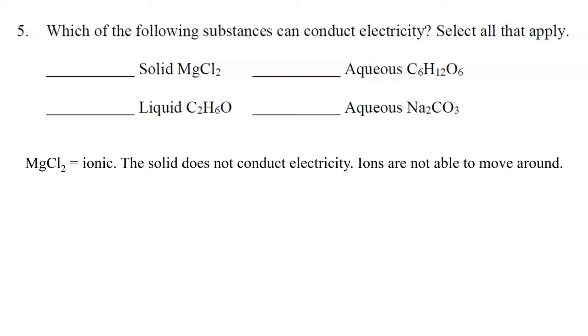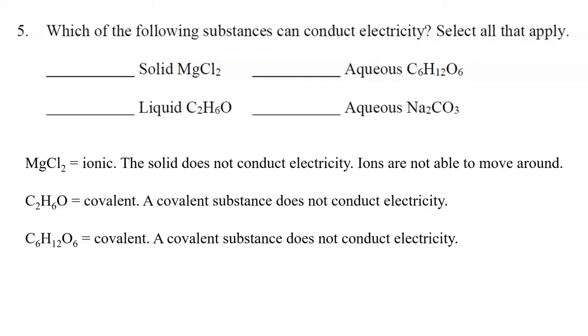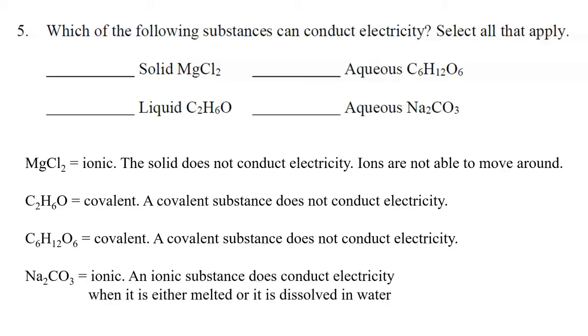The next example, C2H6O, is covalent because all those elements are nonmetals, so it will not conduct electricity no matter what phase of matter it's in. In a similar example, C6H12O6 is also covalent, again does not conduct electricity in any phase. And then finally we have sodium carbonate, Na2CO3, that is ionic, and it will conduct electricity if it's dissolved in water. So aqueous Na2CO3 is a conductor. That was the only choice among these four choices that can conduct electricity.